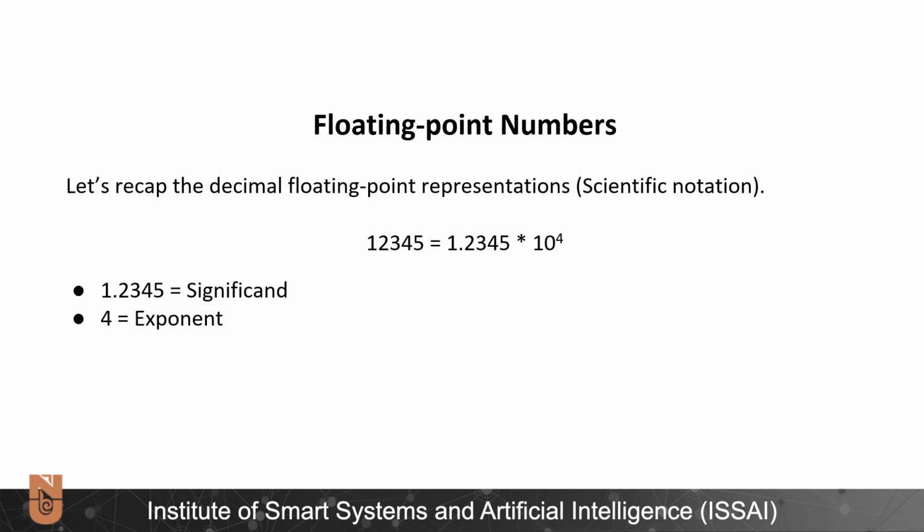The solution is to store and represent the numbers in floating points. Let's recall that we use scientific notation to represent large numbers in decimals. For example, the number 12,345 could be written as 1.2345 multiplied by 10 to the power of 4, where 1.2345 is the significand and 4 is the exponent.